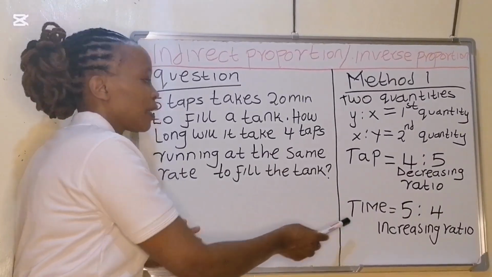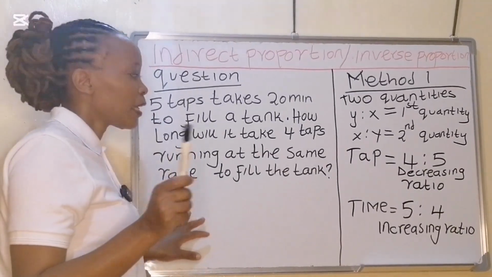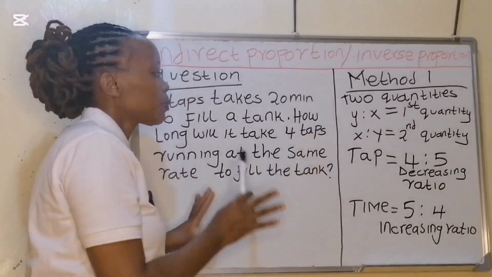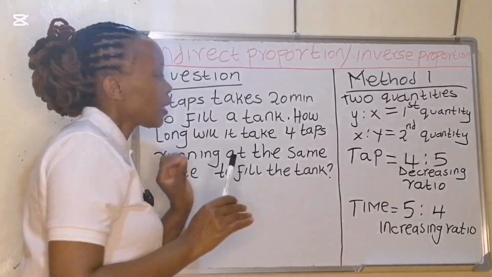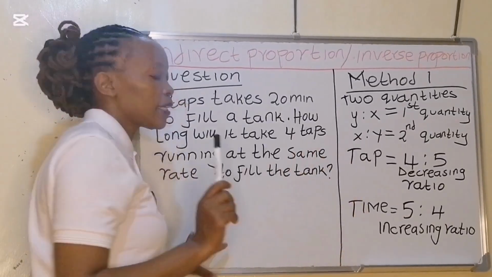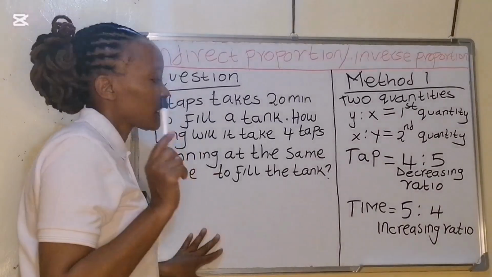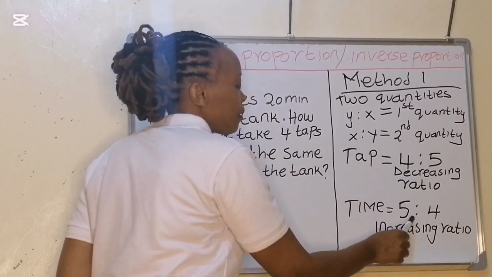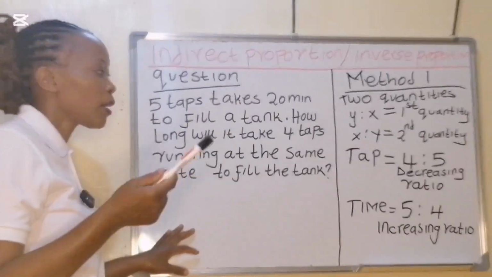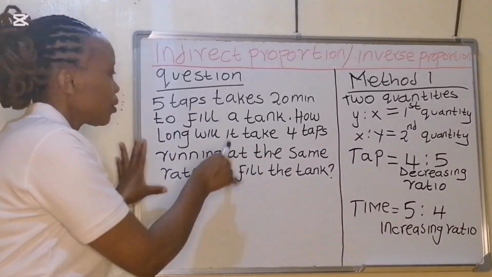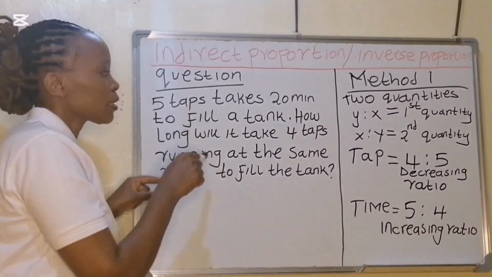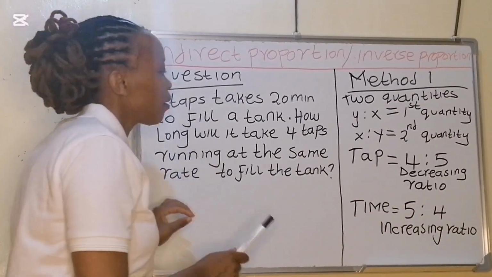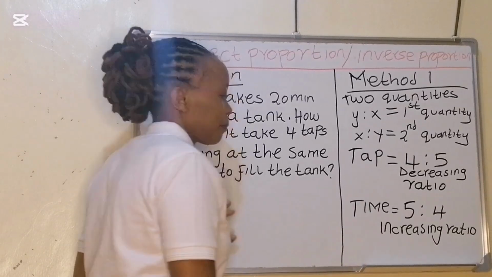For time, the ratio will be 5 is to 4 because in inverse proportion or indirect proportion, if the first ratio is a decreasing ratio, the second ratio is an increasing ratio. So we had y is to x is 4 is to 5, then we have 5 is to 4. And the reason why we are writing 5 or 4 is according to this question. So we now have the ratio for tap and for time.